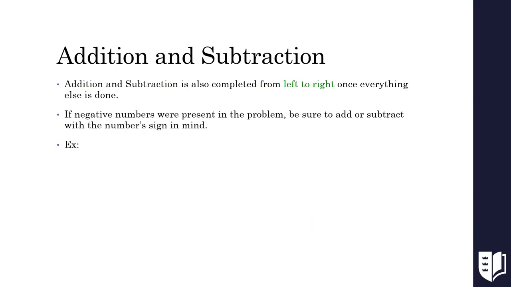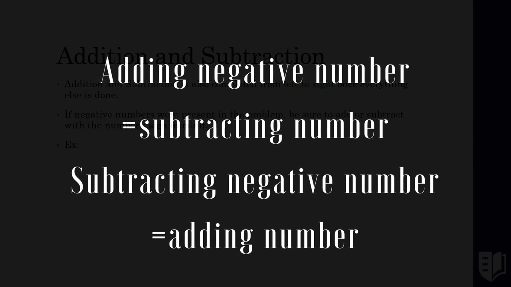Our fourth and final step in the order of operations is addition and subtraction. We also complete addition and subtraction from left to right once every other operation has been completed. Again, we need to be careful with negative numbers. Adding a negative number is like subtracting that number, and subtracting a negative number is like adding that number.